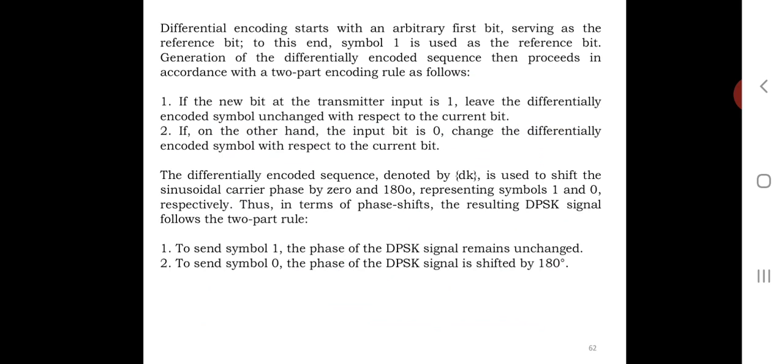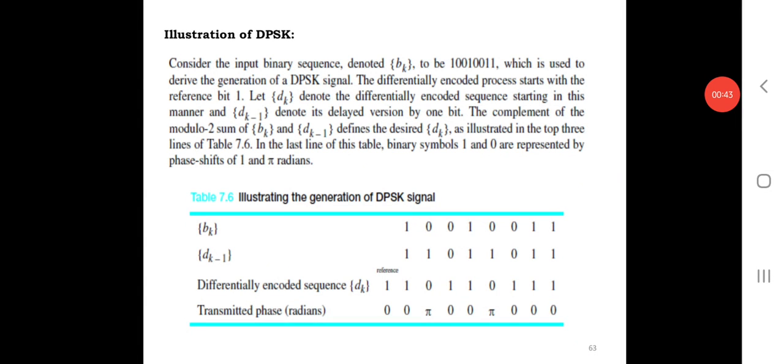If it is 0, then change the symbol with respect to the current one. So looking at these 2 points, let us consider that the transmitted or input signal is 1 0 0 1 0 0 1 1. That is the first row, and from this we are deriving the differentially encoded sequence, that is D of k. So the first bit we take as a reference bit according to the discussion.